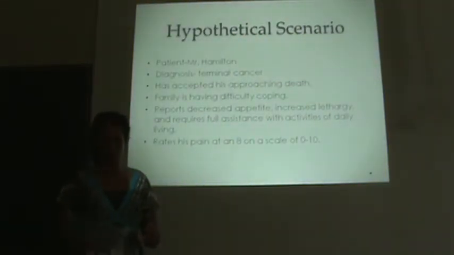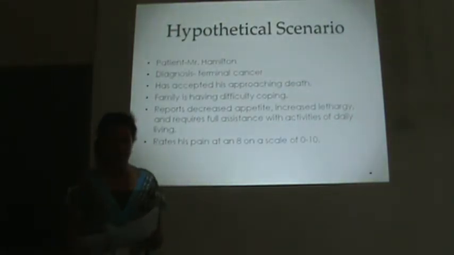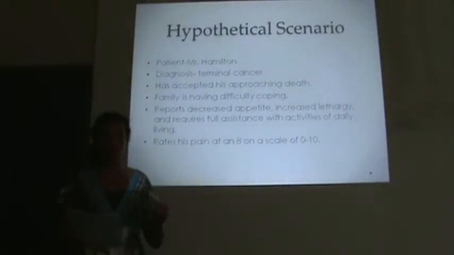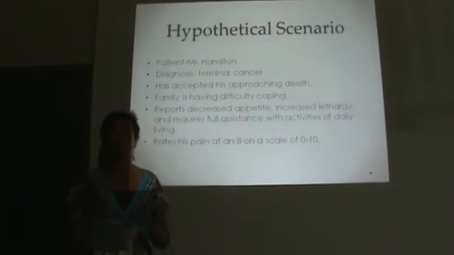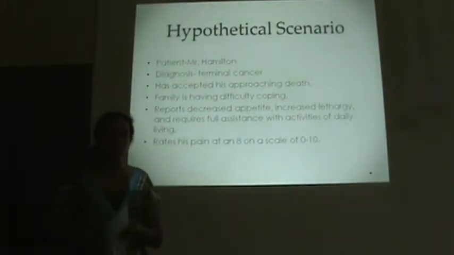For the hypothetical scenario, we'll be focusing on utilizing the framework in the nursing care of a patient that's terminally ill, and focusing on those positive outcome criteria established by Ruland and Moore. Mr. Hamilton is admitted to the hospital. He's terminally ill. He has cancer, and he's already accepted that his death is imminent, and he is DNR. But his family is having some difficulty coping with his death and his health status at the time. They're having difficulty in the grieving process.